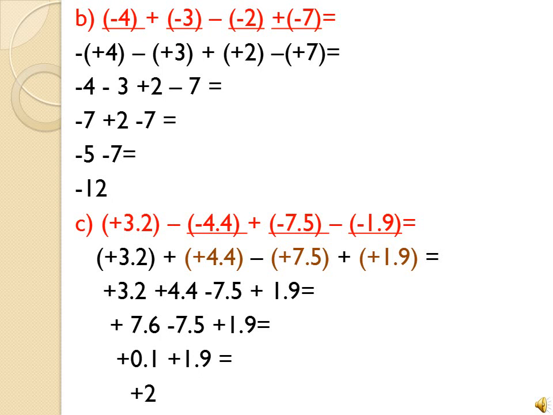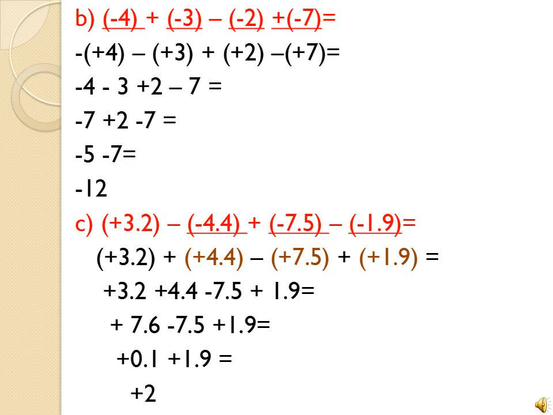Then plus 2 minus 7. Then I solve the first two. Minus 7 plus 2, they have different signs, so I must subtract them and put the sign of the bigger number, which is here 7, so I put minus 5. Minus 5 minus 7, they have the same sign, so I put minus and I add them. 7 plus 5 equals 12, and I put minus.